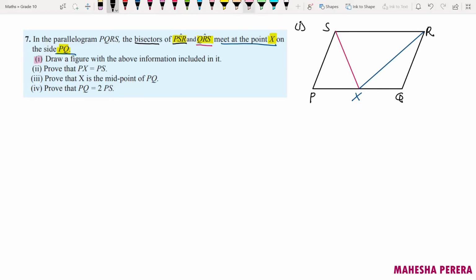Prove that PX equals PS. PX equals PS. Where is PX? It's here. And PS is here. And these two are equal. Right.